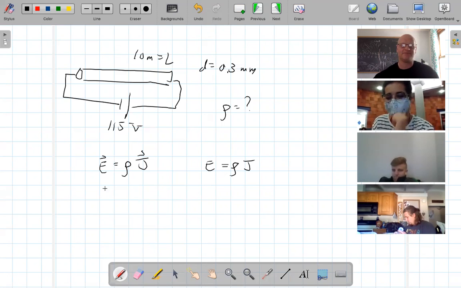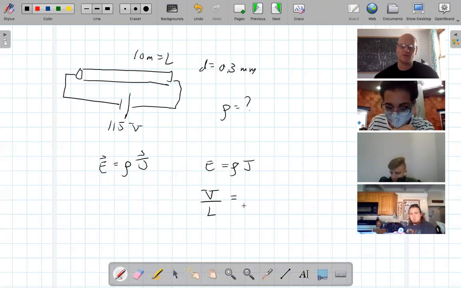So now what? We know the electric field is going to be equal to the potential difference divided by the length of the wire, and that's equal to the resistivity times the current divided by the area.